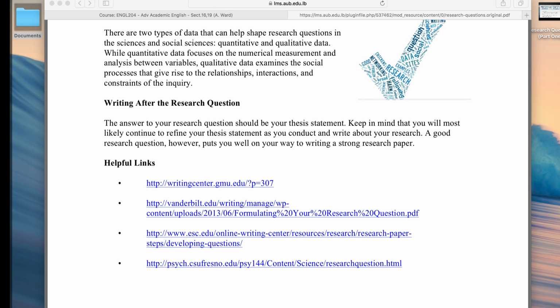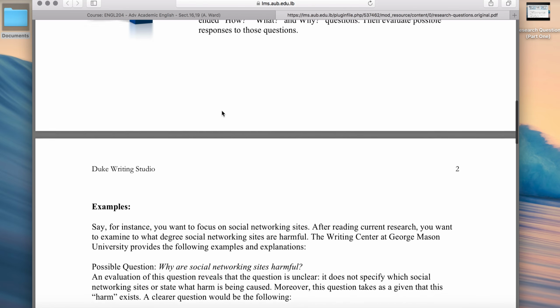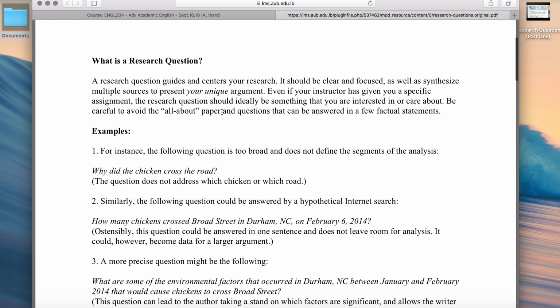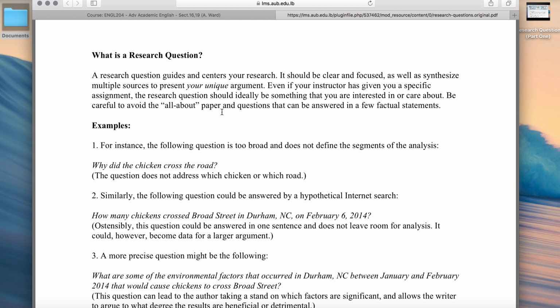So to sum up, a good research question is one which is focused, which is clear, which is not biased, which does not assume something. It's free of logical fallacies, etc., etc.